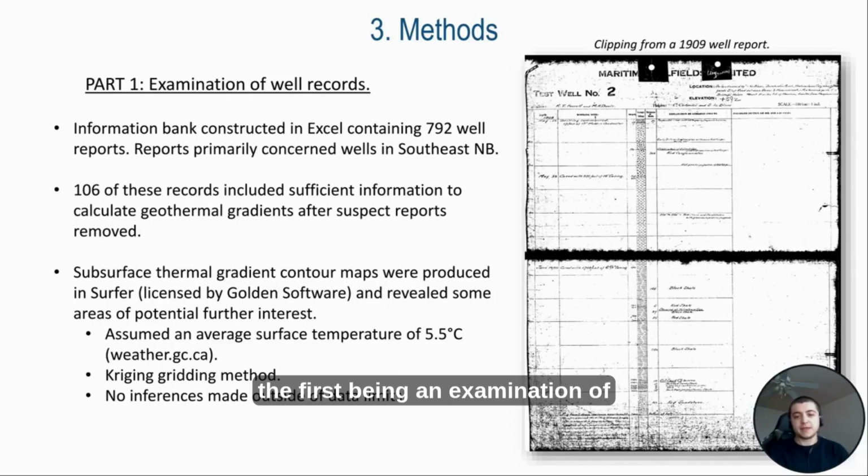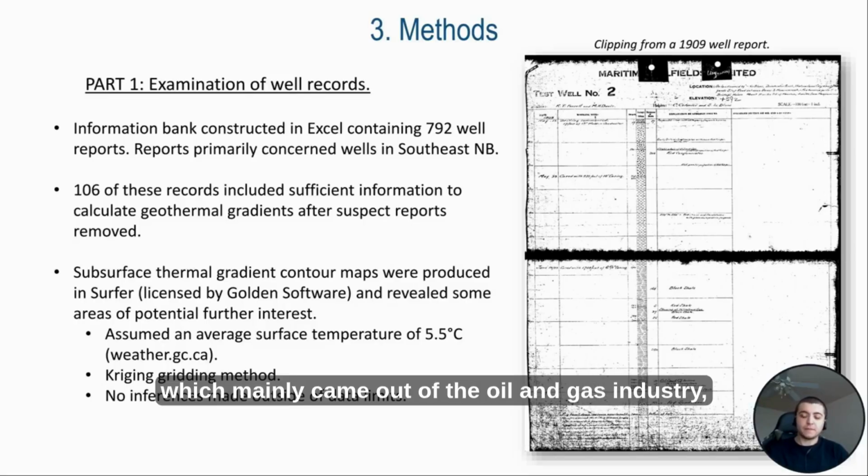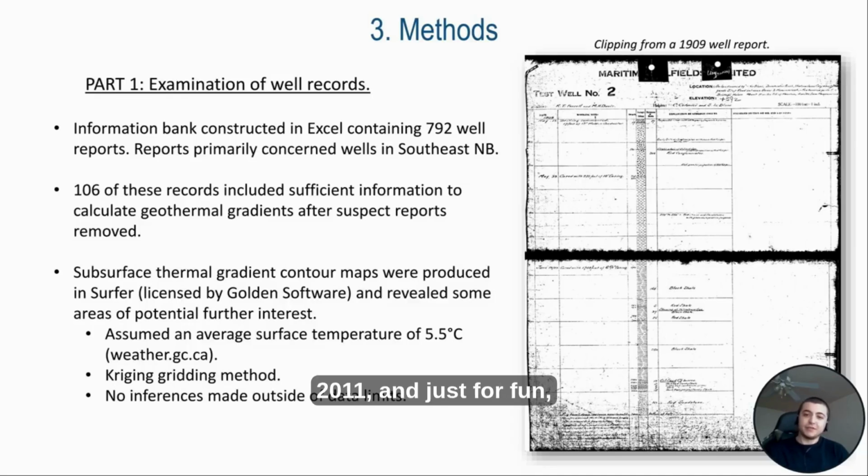The first being an examination of 792 archived well reports, which mainly came out of the oil and gas industry, but many came from other industries as well, such as the potash mining industry. These records span the date between 1909 and 2011, and just for fun, on the slide is a clipping from a 1909 well report. It's the first and last page.